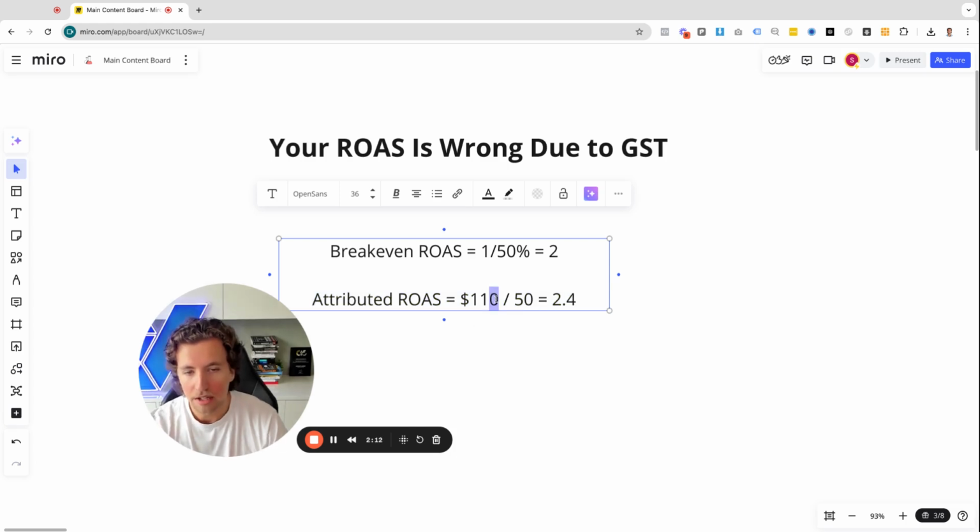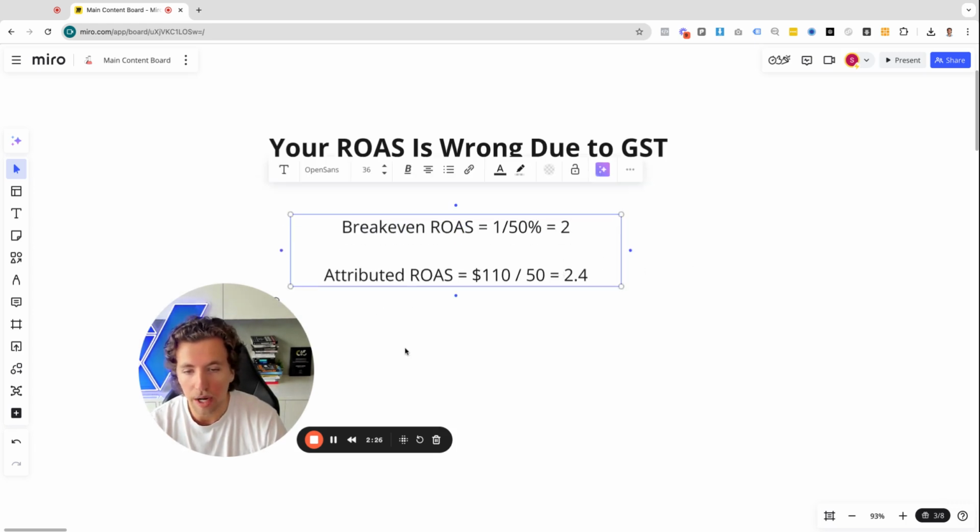The issue is this $10 here is obviously not cash collected. It goes straight to the government. And so in reality, you have to make an adjustment. You need to adjust down based on the GST that's being attributed, given your break-even ROAS numbers and all your other numbers are being calculated in this way.